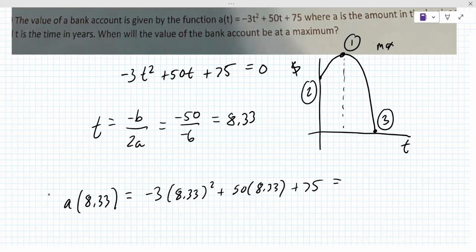I got 699.6667. I got a different result here. Let's check to make sure I did it right.